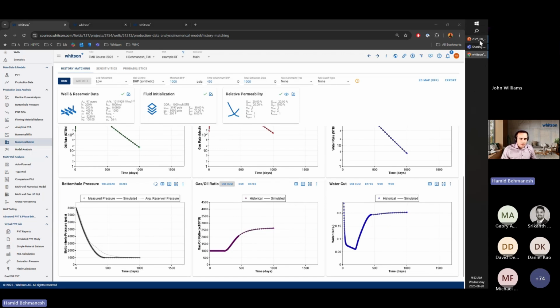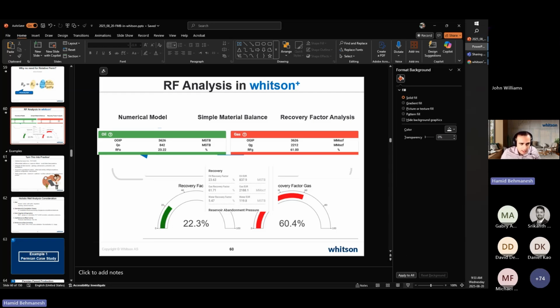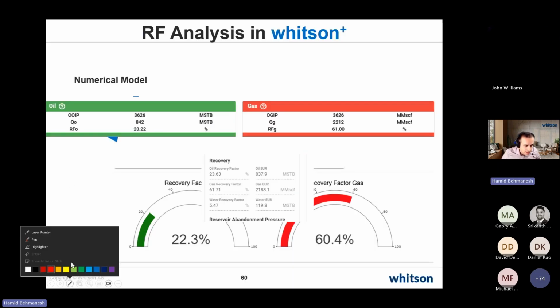Do we have any questions on the recovery factor? Take silence as no. So we're going to continue on the slides here.